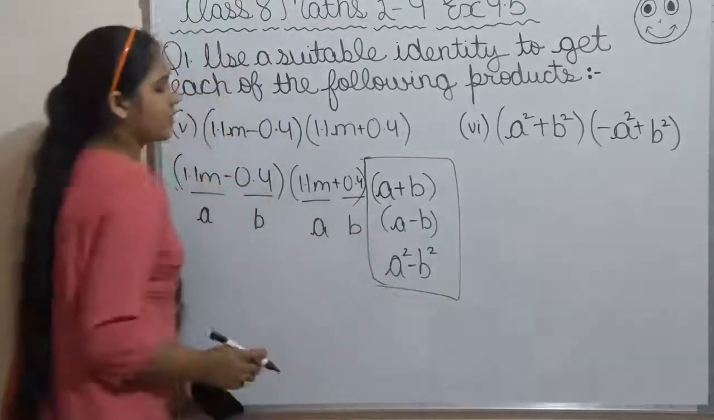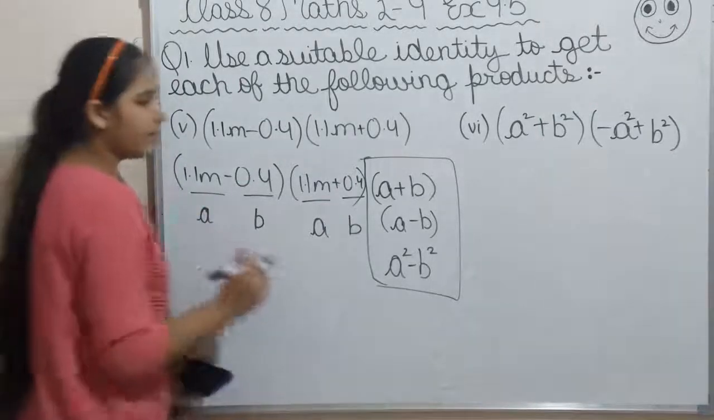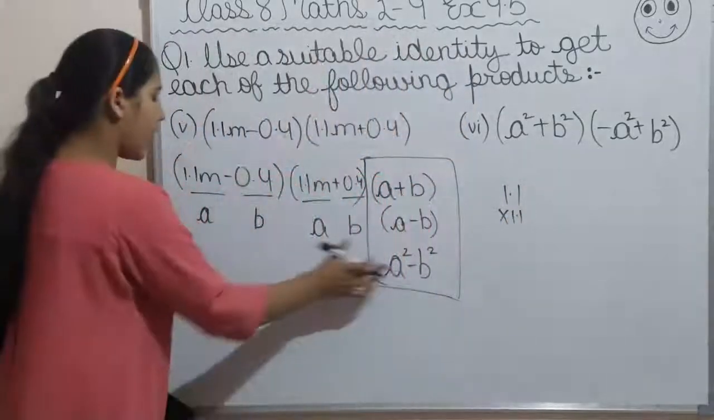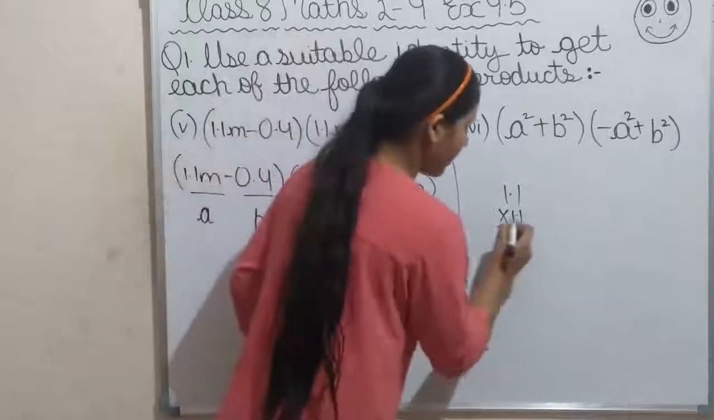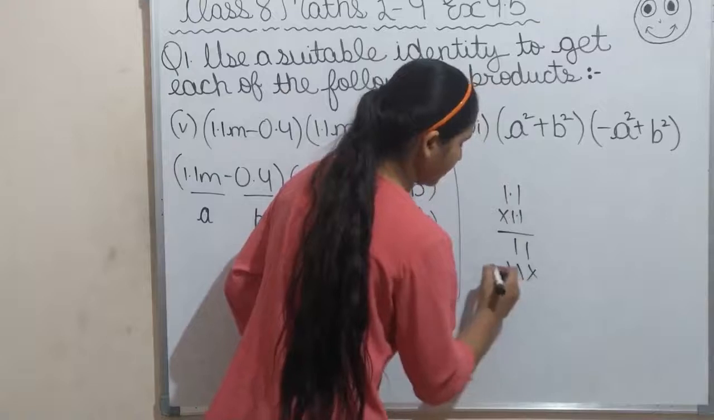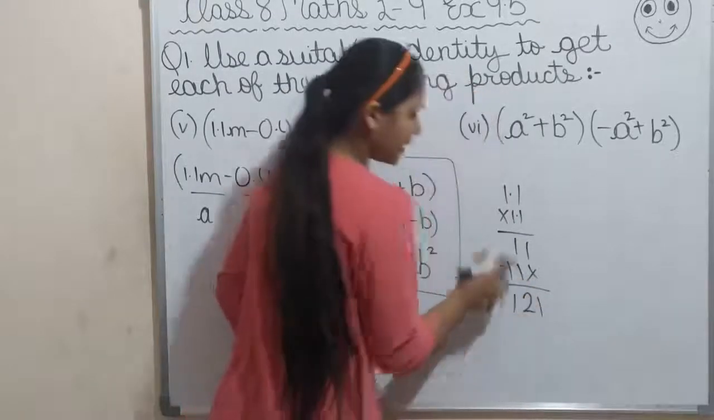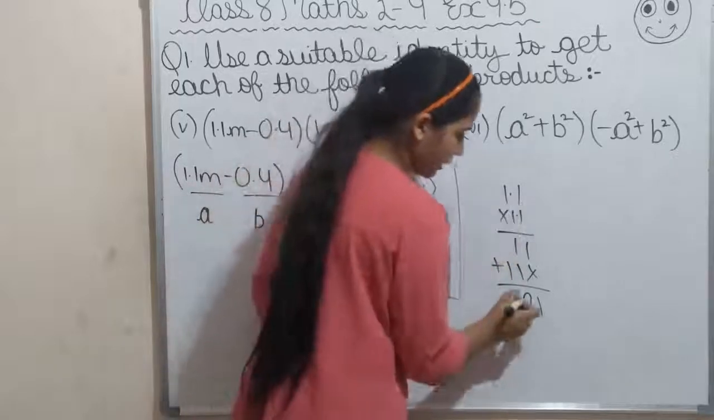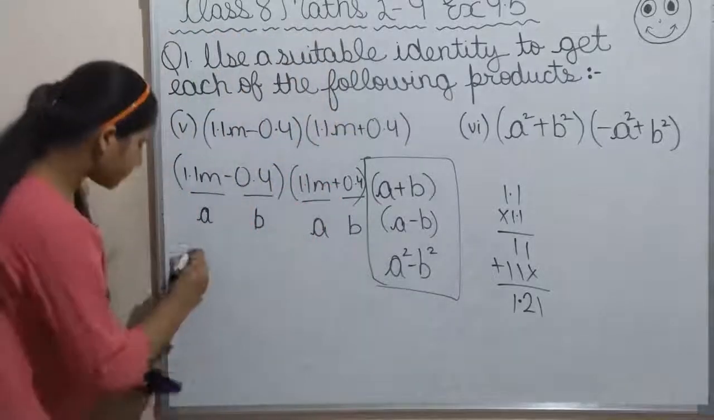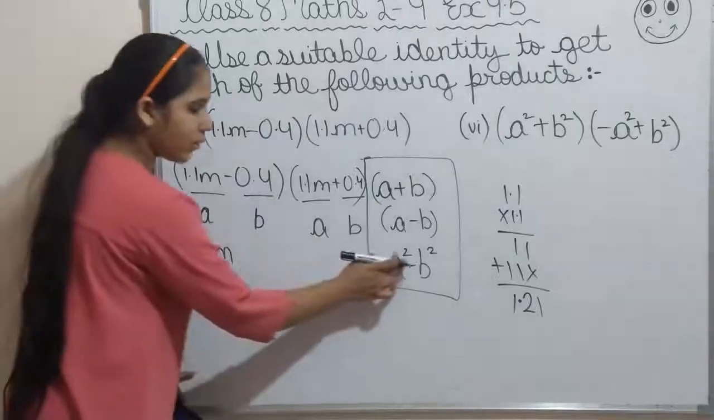So first, a square is 1.1 m square, which we have to take out. We have to multiply 1.1 by the same, because the square is asked. So 1.1 into 1.1: 1 ones are 1, again 1 ones are 1, then 1 ones 1, plus 1, 1 plus 1 is 2, 1. Here 1 digit, here 1 digit, means total 2 digits after the decimal point. So 1.21. We can write it as 1.21 m square.